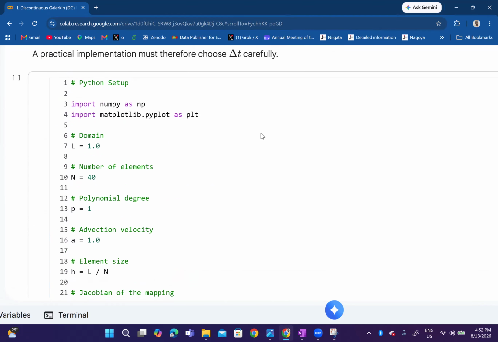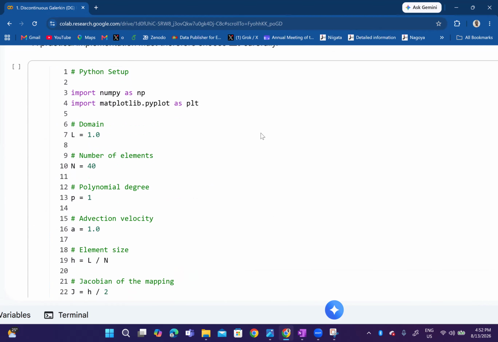So we have a setup for that. Imagine this Python setup. We need NumPy for numerical computations, and matplotlib to visualize. The domain is L; let's say the length of the rod is from 0 to 1. We want to divide it into 40 elements, and then we have polynomial degree 1. The advection velocity is also 1.